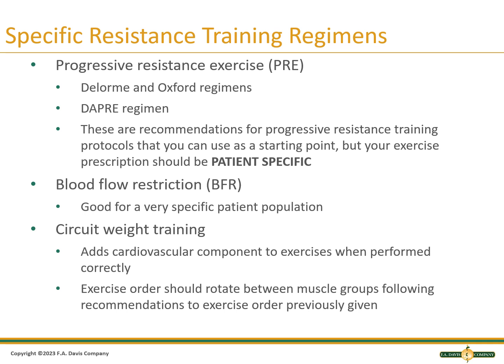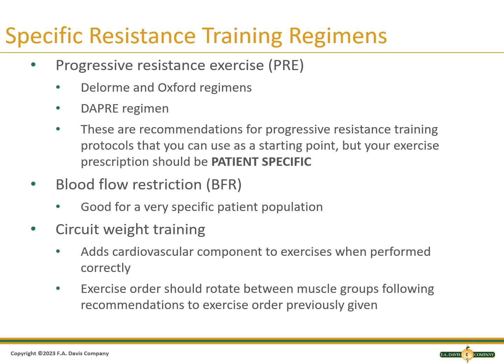There's also blood flow restriction, which is good for a very specific patient population, specifically the athletic population, where blood flow is restricted to the musculature while the muscle works in order to promote enhanced strength gains. There's circuit weight training, which adds a cardiovascular component to exercises when performed correctly because it keeps the aerobic heart rate up as you move through the circuits.